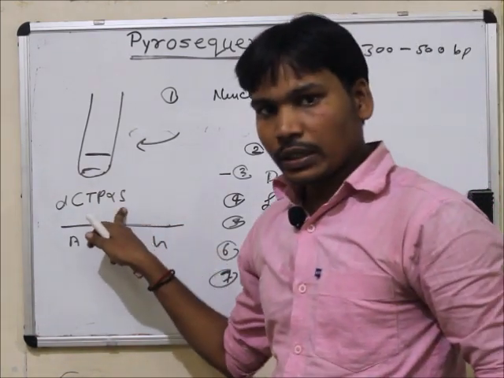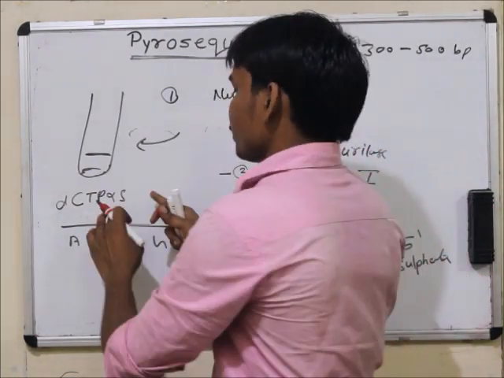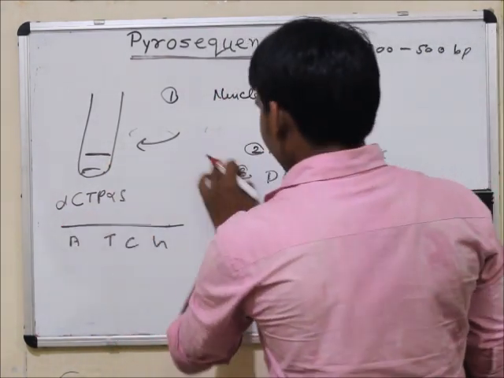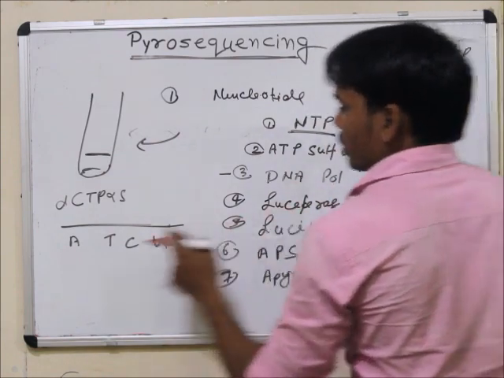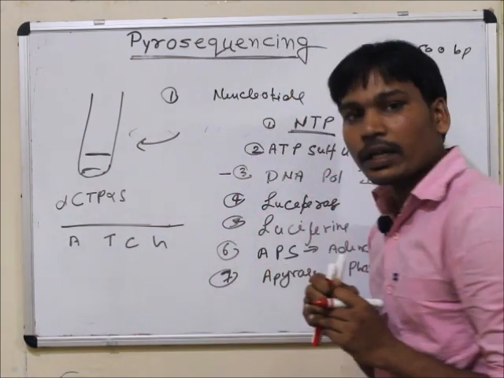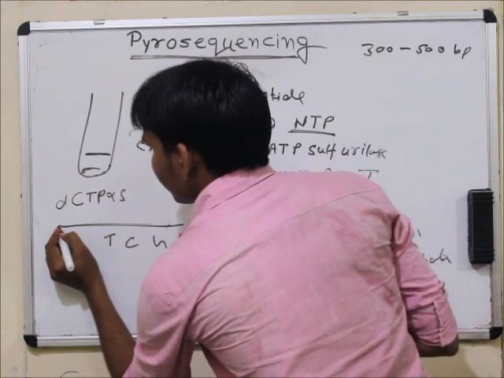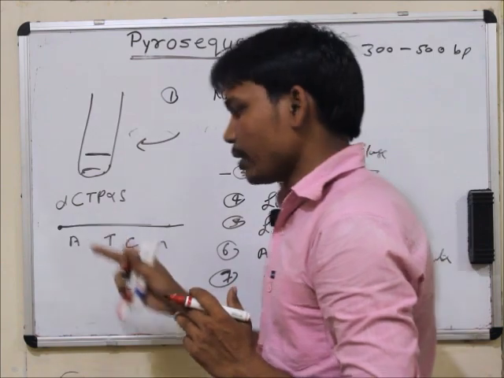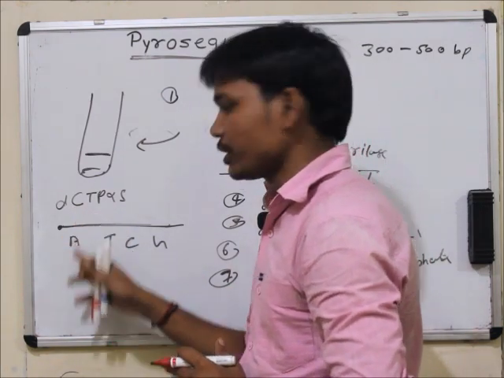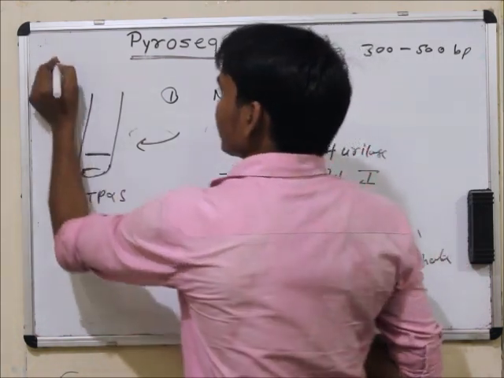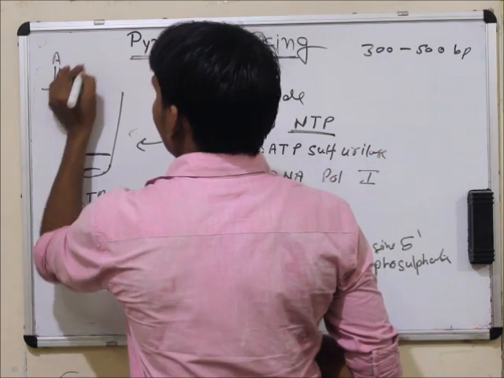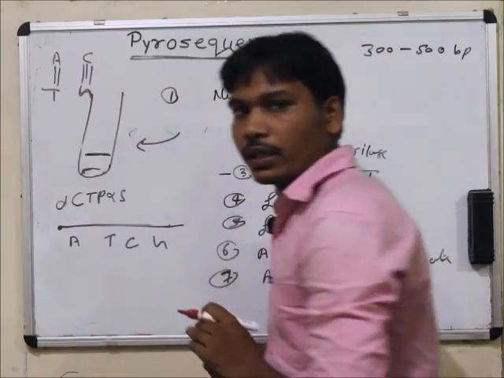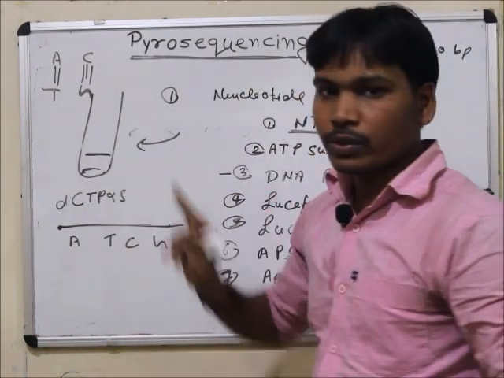Why this is used? Again, I have described it. So when it is added, DNA polymerase first, in that condition, does not add, because it does not match with C2A. You know that A binds to T and C binds to G.